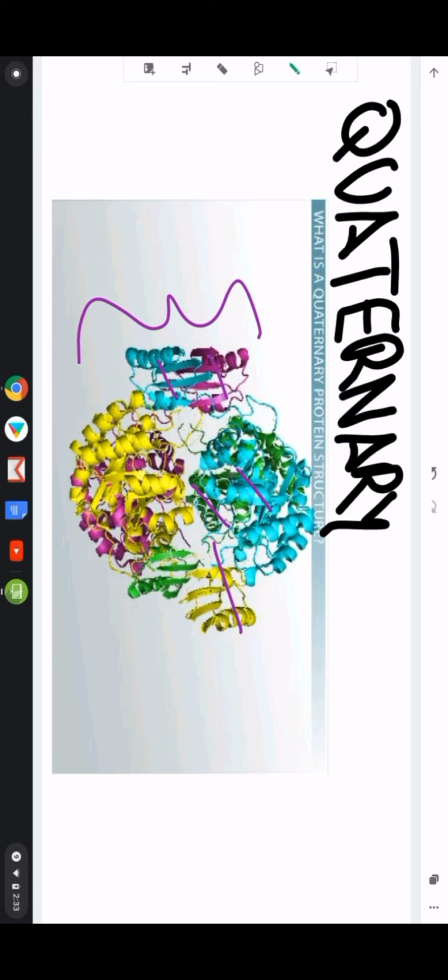So this shape is an advantage compared to if all of these different tertiary structures were to be alone.